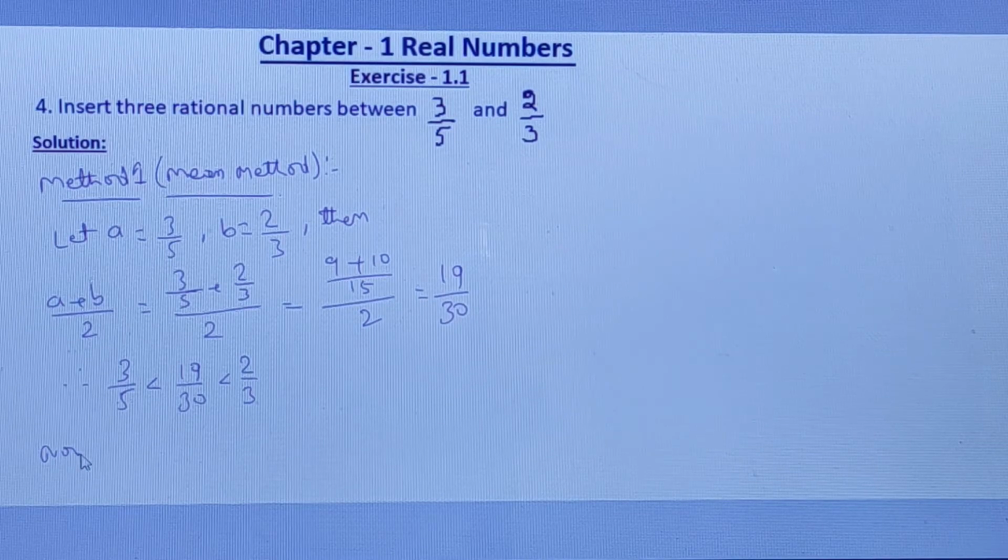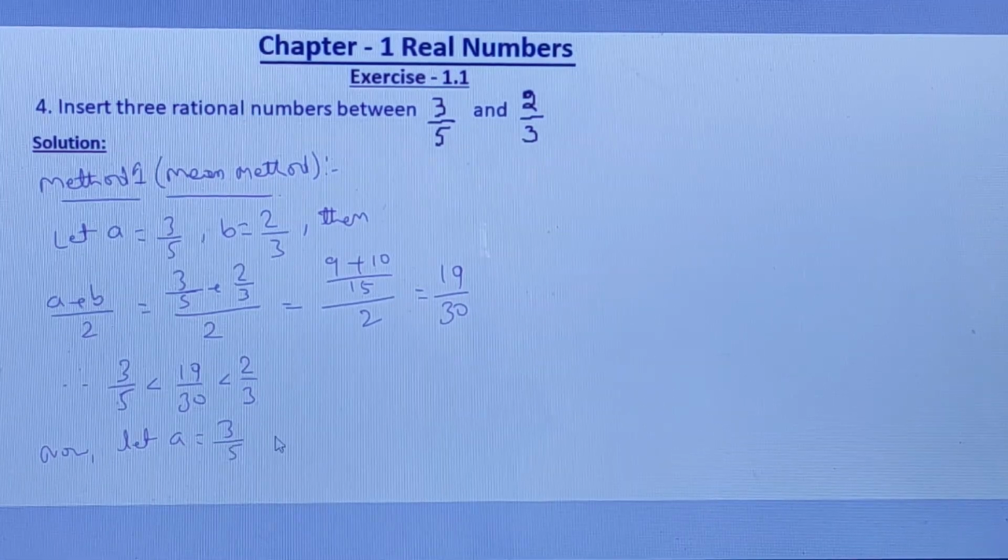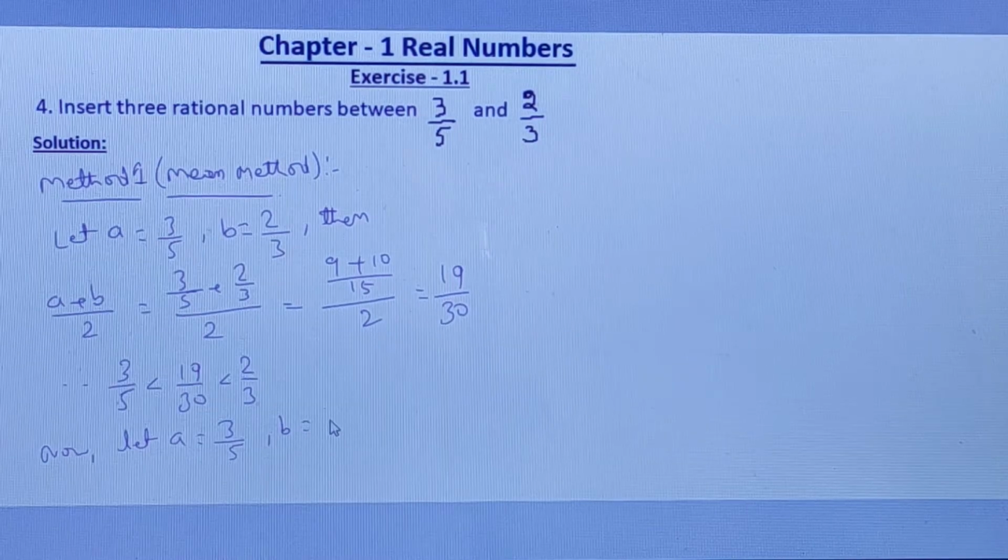Now let A is equal to 3 by 5, B equal to 19 by 30.